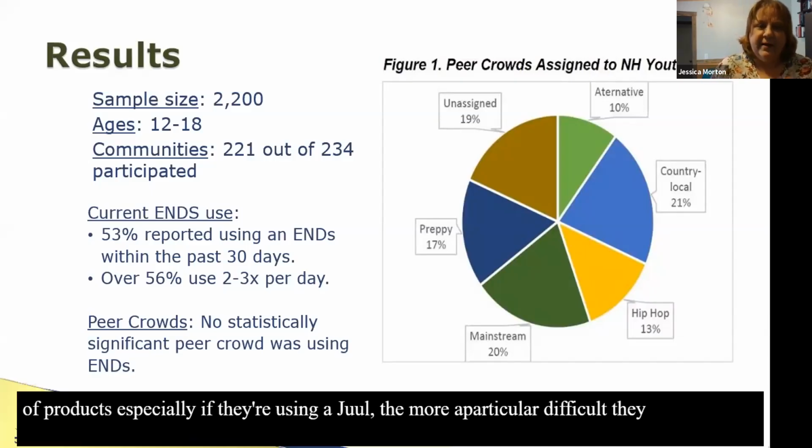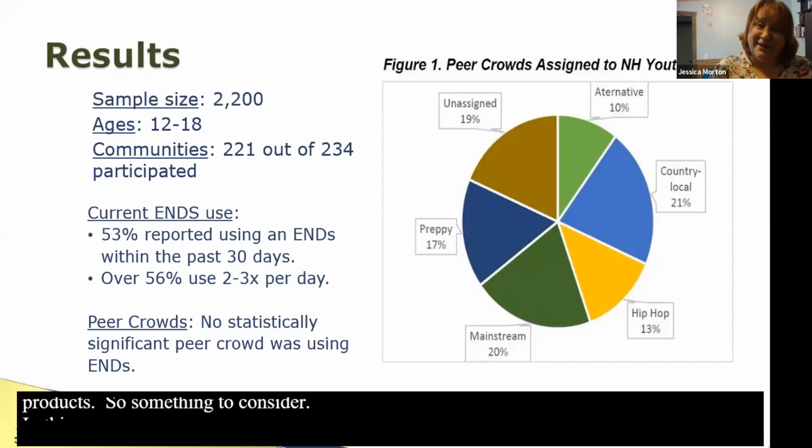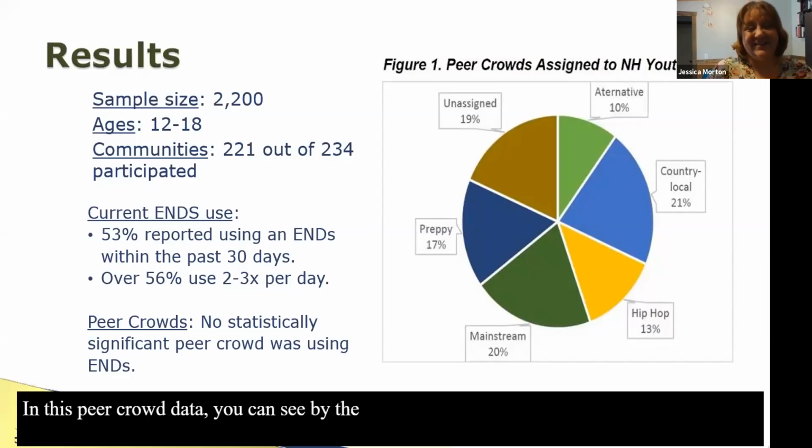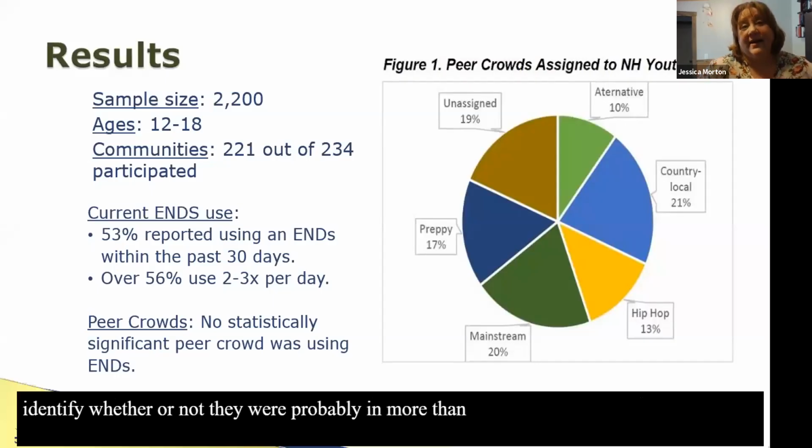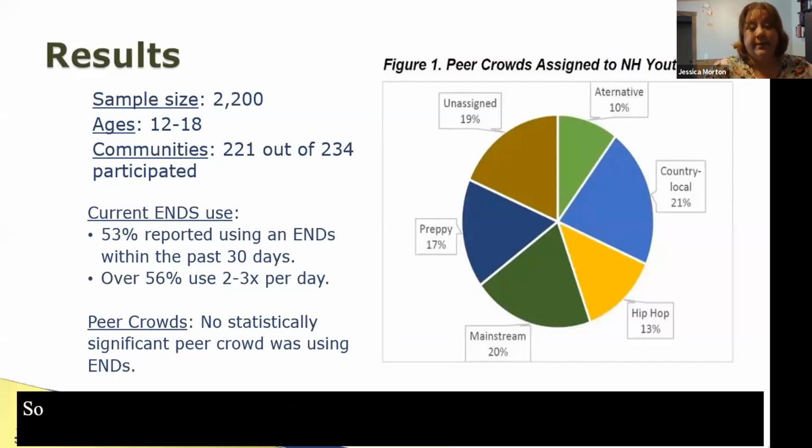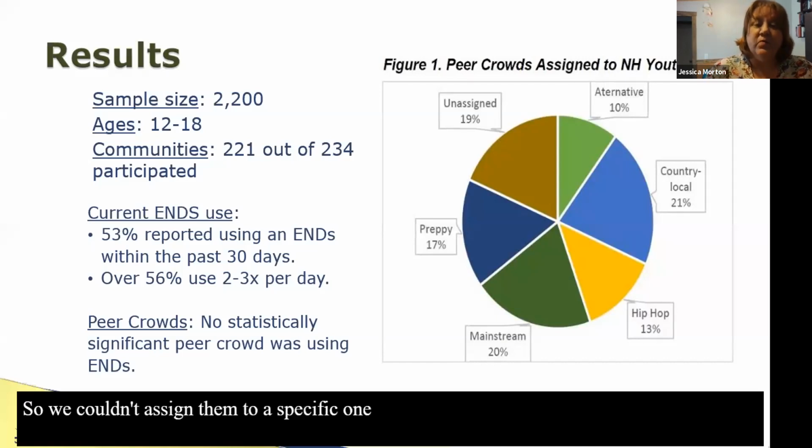In this peer crowd data, you can see by the pie chart that there really isn't anything statistically significant by peer crowd. In terms of what unassigned means, I'll just review that. That means that we couldn't identify whether or not they were probably in more than 2 or 3 different peer crowds. So we couldn't assign them to a specific one at this time. But overall, there wasn't any kind of noticeable peer crowd that we saw.